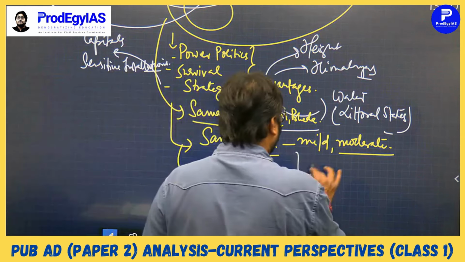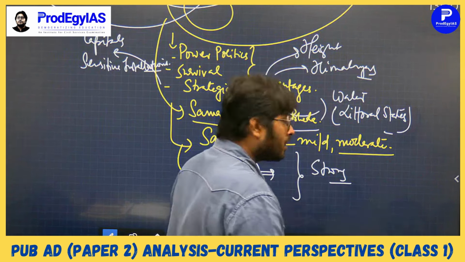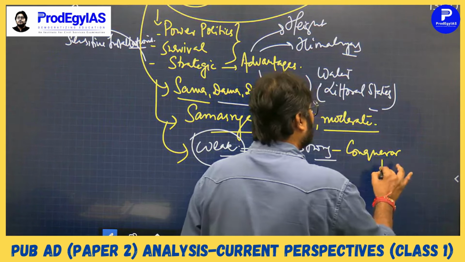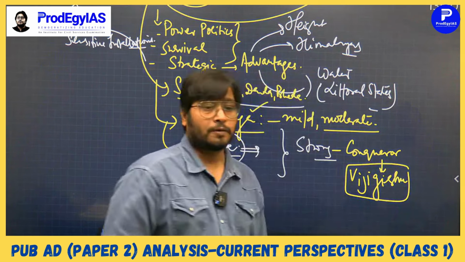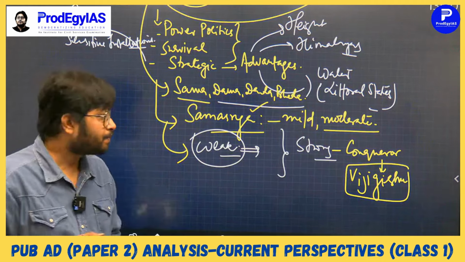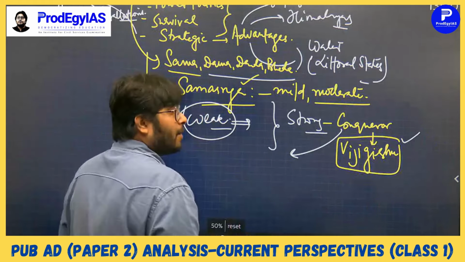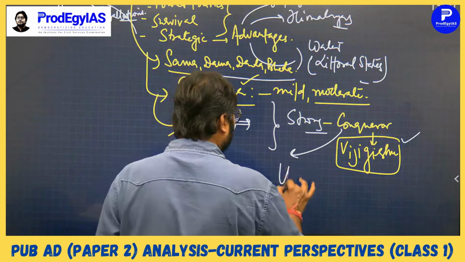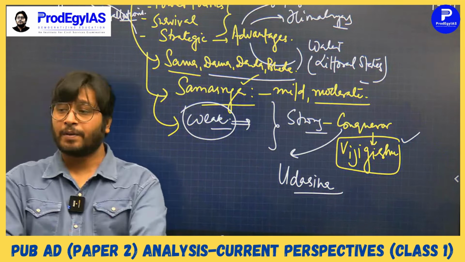Then he says, the strong neighbor. Fine. He is a natural potential conqueror. So the strong neighbor is a potential natural conqueror. Vijigishu is the natural conqueror. So he says he's a natural conqueror, but yes, it is possible that he may not be that active. It may be neutral. Udasin. Udasin means this can be neutral.